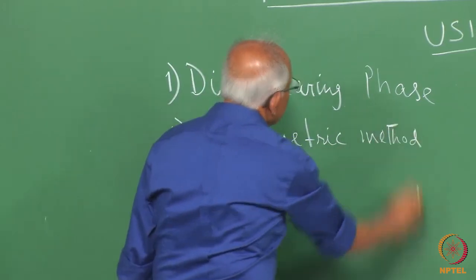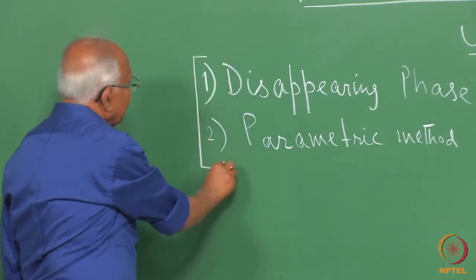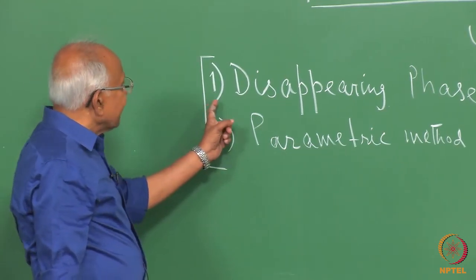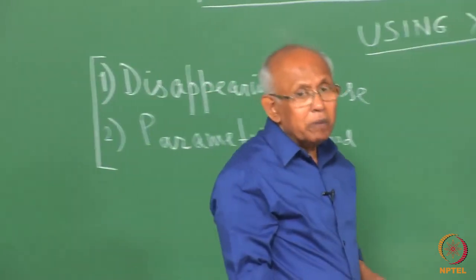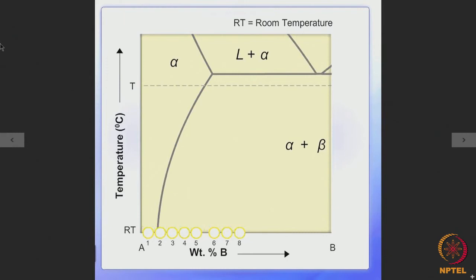So, there are two different X-ray diffraction methods to determine the solvus curves in a phase diagram. These are: number one, the disappearing phase method, and number two, the parametric method. Now, we will describe both these methods separately. Say for example, we make a number of alloys having the compositions shown over here. Say 1, 2, 3, 4, 5, 6, 7, 8 alloys we make, having different weight percentage of B.